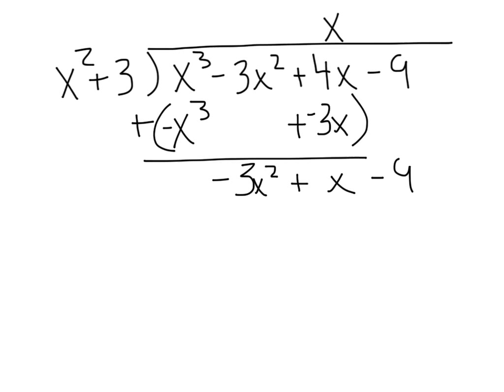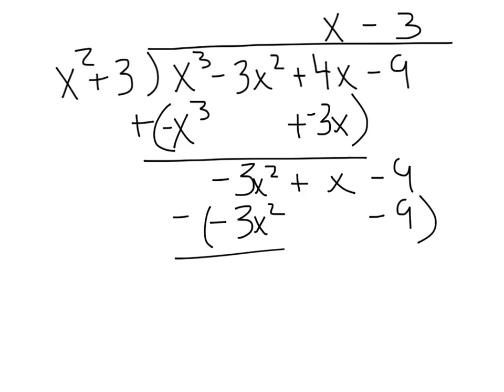Ask yourselves, what's negative 3x squared divided by x squared? And the answer is negative 3. Distribute your negative 3 through the divisor, and we will get this. Wrap that expression up. We're going to subtract. You can go ahead and distribute your negative if you feel better about that. And the 3x squareds cancel. We get a plus x, and then the 9's cancel.